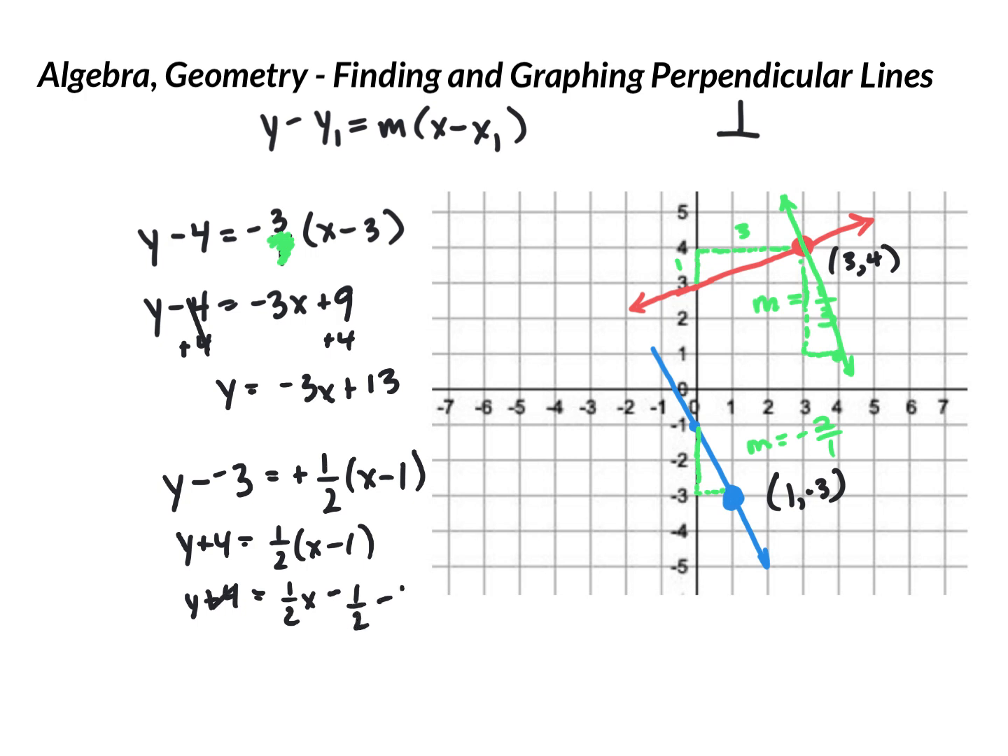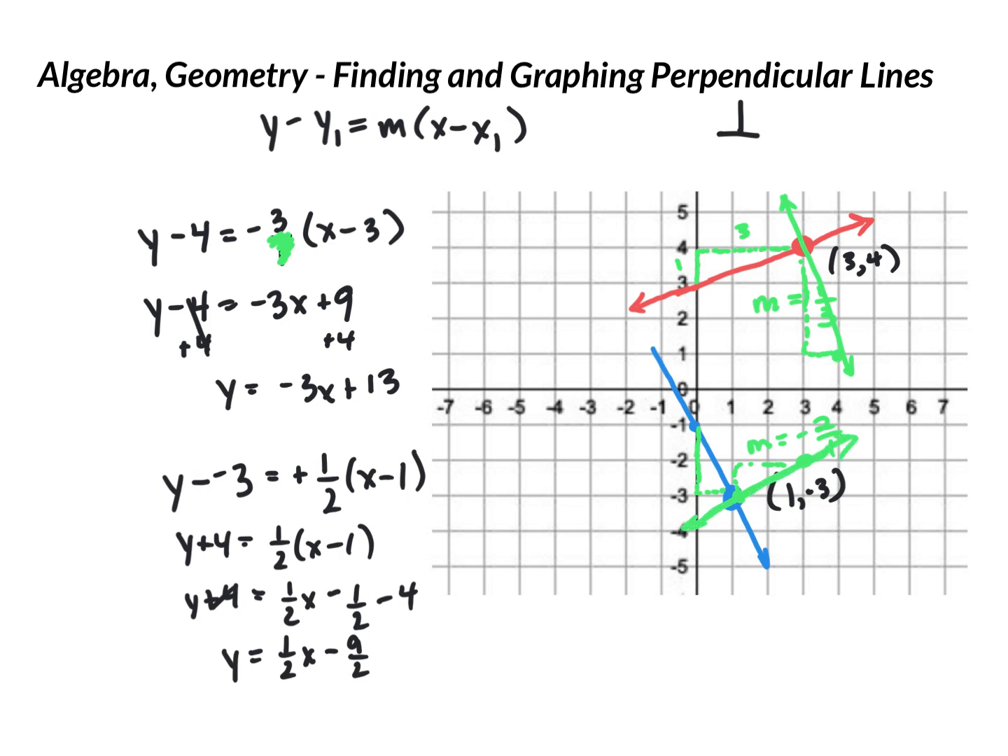Subtract 3 from both sides. Let's see, negative 1/2 minus 6/2. So y is 1/2 x minus 7/2. Now let me just start from this point, and let me just show you what we did last time. Let's say starting from this point, let's just draw a slope of 1/2, which means rise of 1, run of 2. And you connected that, I think you can see, it definitely looks perpendicular.